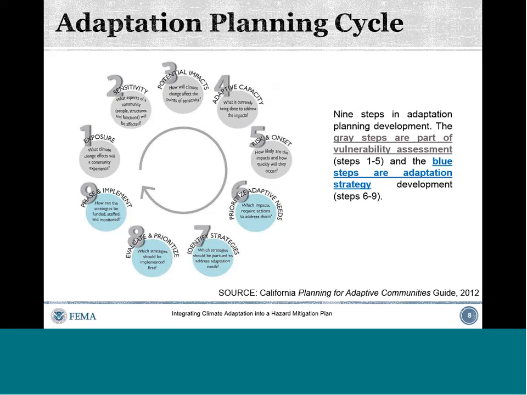where the gray steps on top are part of the vulnerability assessment that can be in the first part of the hazard plan, whether the hazard assessment or the stakeholder engagement, and the blue steps are adaptation strategies that could translate into the mitigation strategies. This is another way of showing that adaptation planning and hazard mitigation planning can overlap in a number of really critical areas.